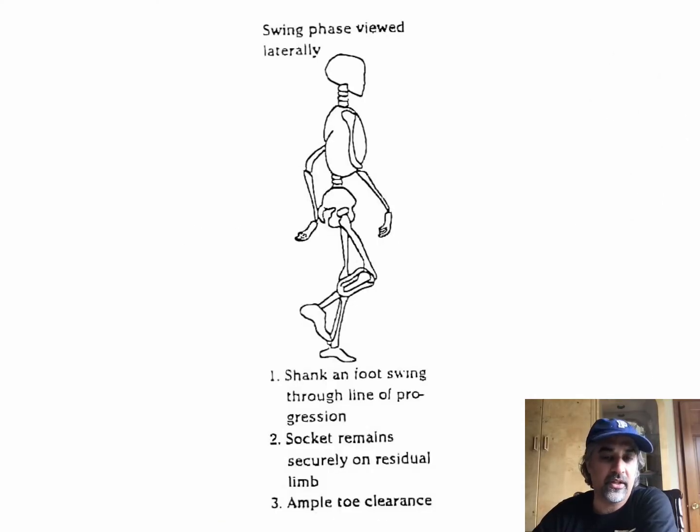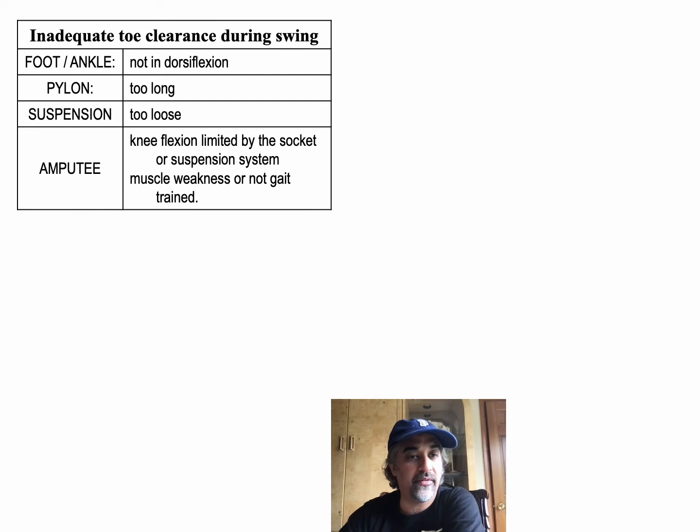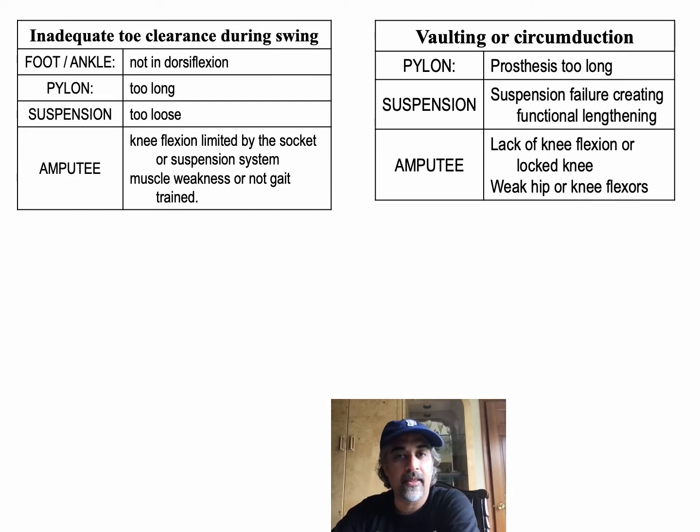During swing phase, all the issues that occur are due to inadequate toe clearance, and what the amputee is doing to compensate for that. So if you do have inadequate toe clearance during swing, you have to look for: is there not enough dorsiflexion built into the foot ankle? Is the pylon too long? Or is the suspension too loose where it's pistoning? The amputee also, knee flexion could be limited, or muscle weakness, or not gait trained, or having pain, etc.